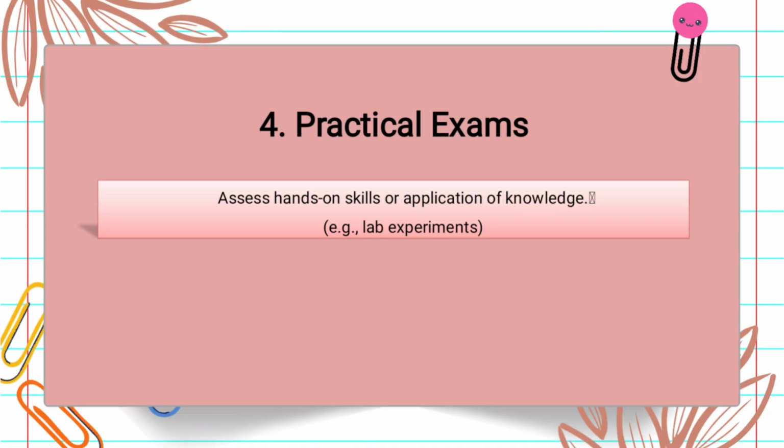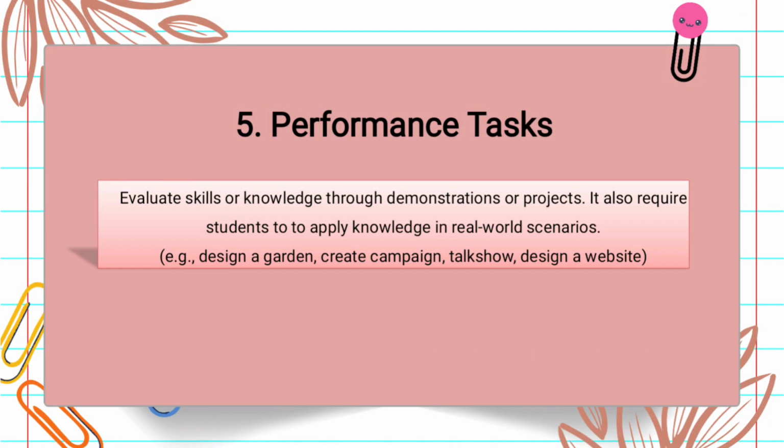Next are practical exams. When we say practical exams, those include lab experiments that assess hands-on skills or application of knowledge. Next, we have performance tasks. Examples of performance tasks: design a garden, create a campaign, talk show, design a website. So the same as with the other examples, a performance task requires applying the knowledge in real-world scenarios.